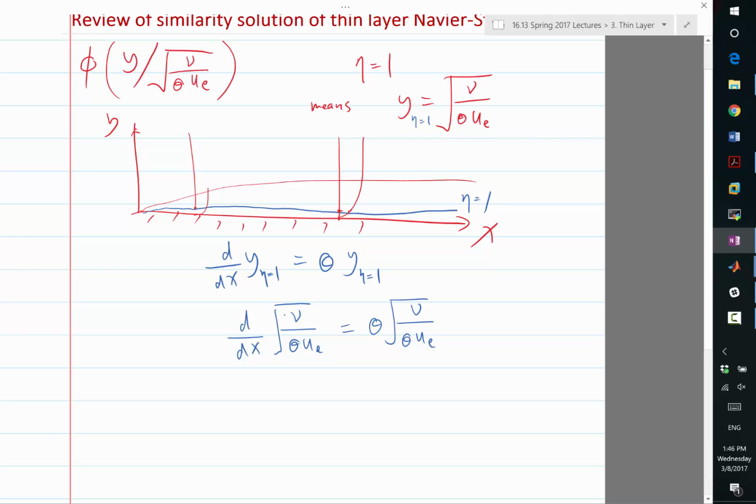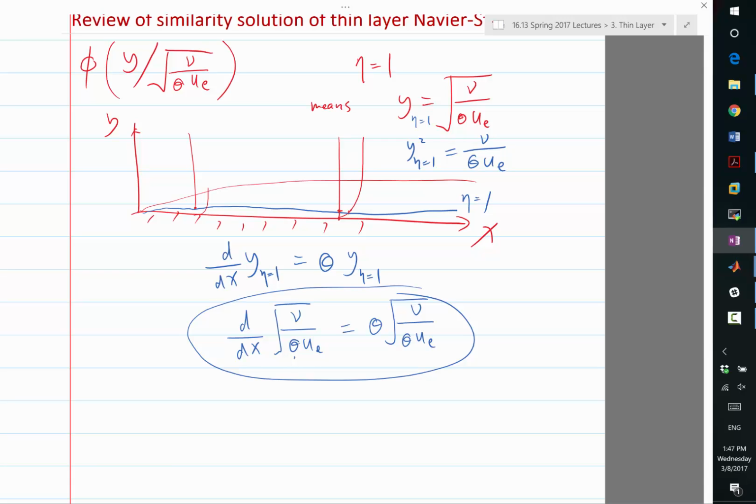Right. So there is a bunch of things we can do now. So let's look at what. So nu is constant, theta is not constant, and I wonder if this is the most efficient way to do this. This is probably not the most efficient way to do this. Let's take another approach. Because I don't want to deal with square root, let's square both sides of this. So let's say y at eta equal to 1 squared is equal to nu divided by theta ue, right? I think that'll be a little bit easier to do.